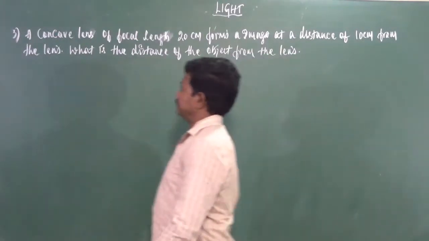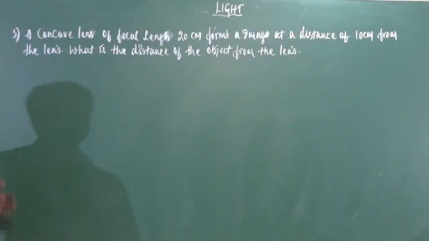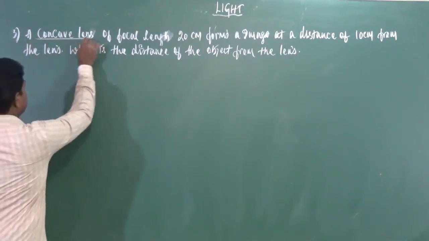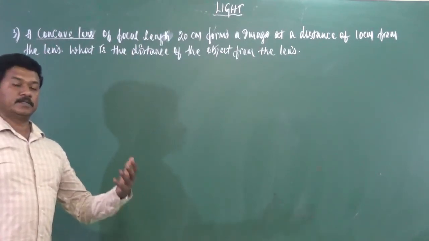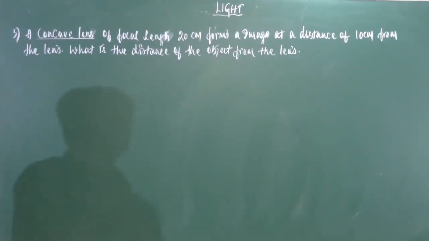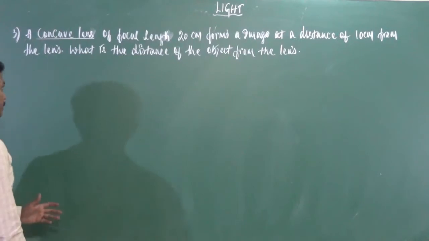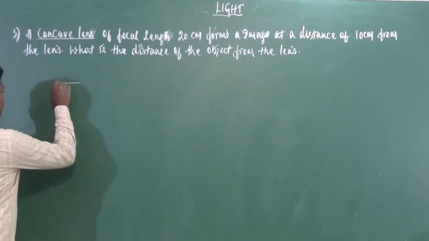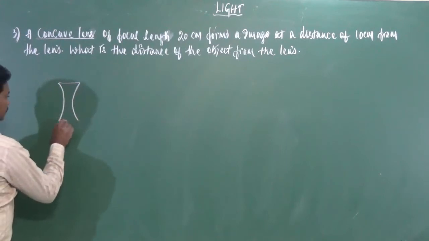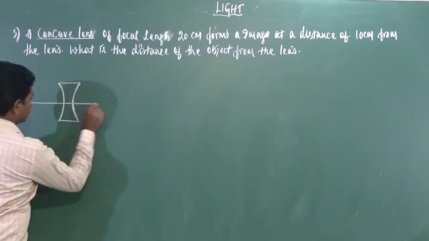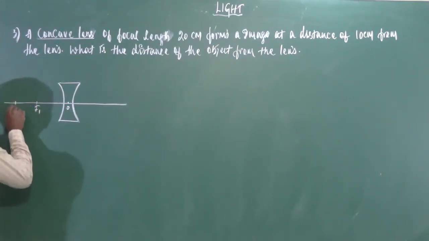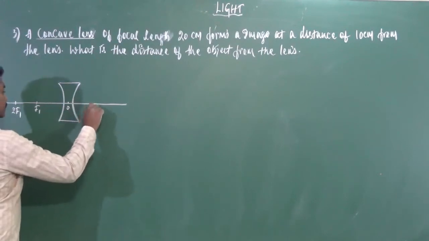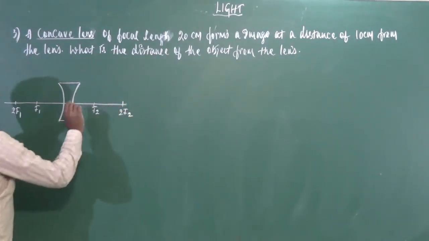Okay, so now we'll go with the third problem, which is also very important. Here the lens is changed. In the last two problems we did problems on convex lenses. In this problem we have a concave lens. So a concave lens of focal length 20 centimeters. So let us go with the concave lens here. This is the concave lens. Alright, this is the principal axis, optic center. This is f1, this is 2f1, this is f2, and this is 2f2 for our reference, right?